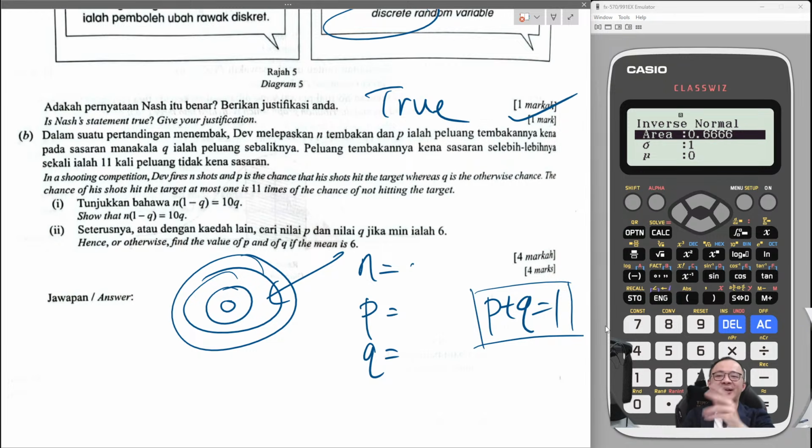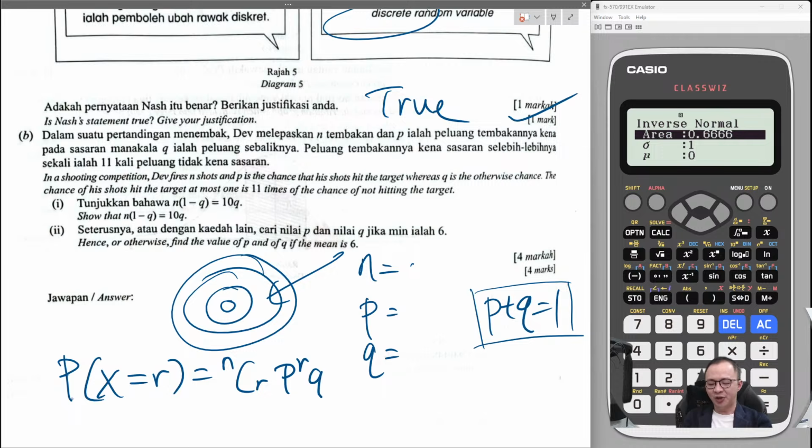Then only it becomes a binomial, because binomial is talking about either success or failure. If there is a third possibility, then it's no longer binomial. Cool? Because binomial can only be P and Q. Okay. The first thing you should know is this is binomial. Then for binomial we have a formula, right? nCr p^r q^(n-r).